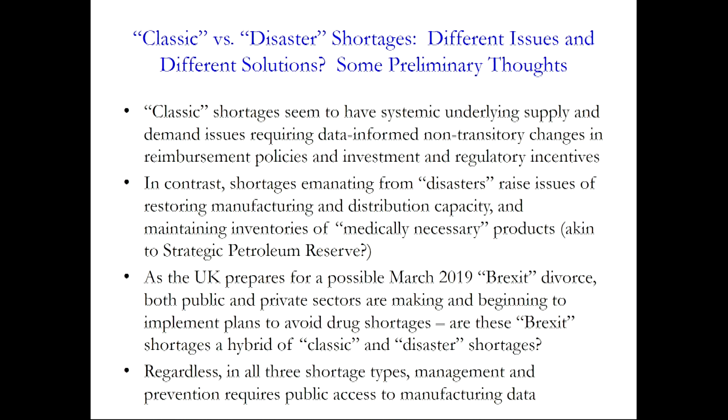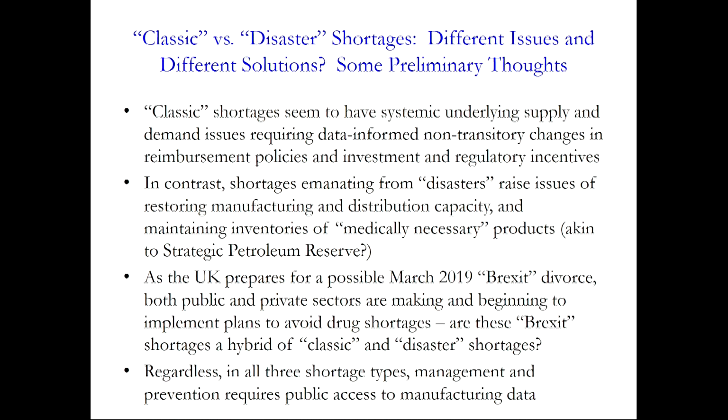So let me conclude with the following. Classic shortages seem to have systemic underlying supply and demand issues requiring data-informed, evidence-based, non-transitory changes in reimbursement policies and investment and regulatory incentives. In contrast, shortages emanating from disasters raise issues of restoring manufacturing and distribution capacity and maintaining inventories of certain medically necessary products, akin to our having in this country a strategic petroleum reserve.